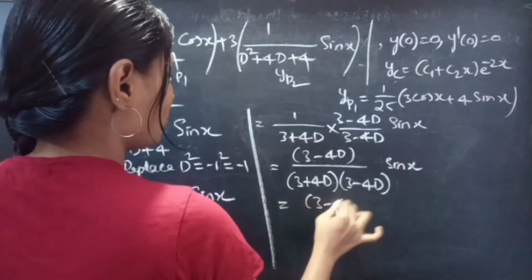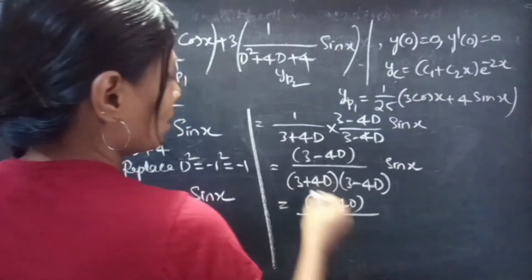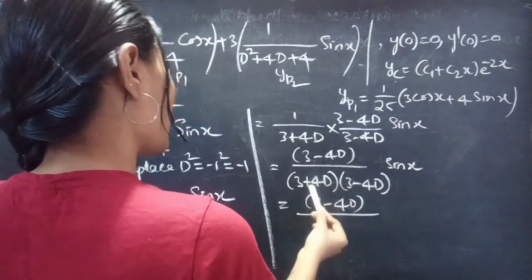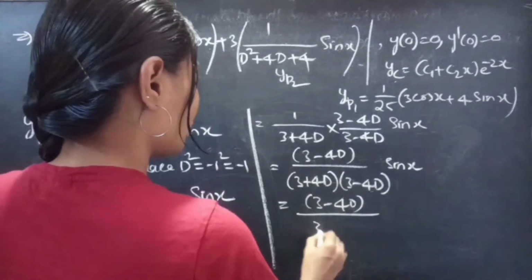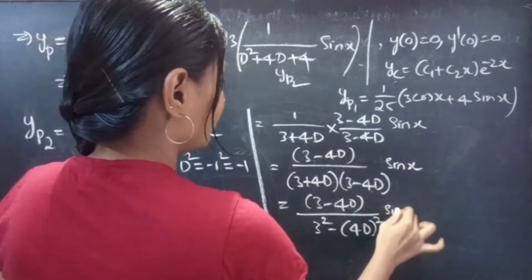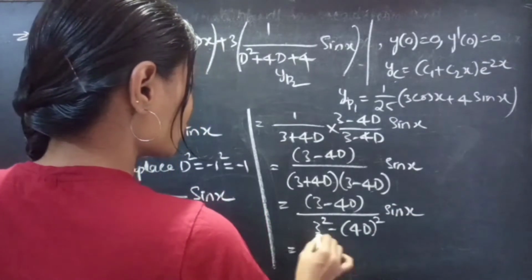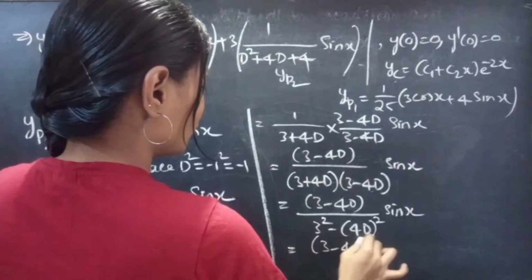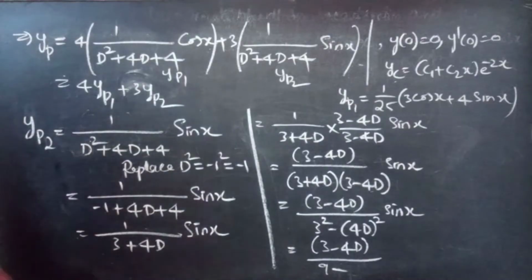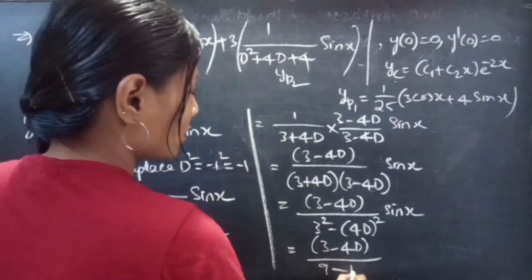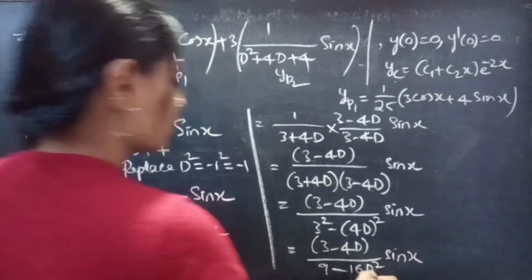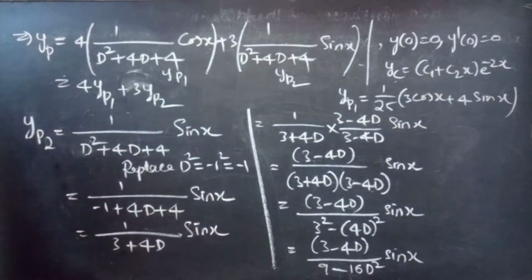This becomes 3 minus 4D by, in the denominator we are having 3 plus 4D into 3 minus 4D, which is of a plus b into a minus b form. We can write it as a square minus b square, equals 3 minus 4D by 3 square is 9 minus 4D whole square is 4 square 16 into D square into sin x. Again D square appears in the denominator.